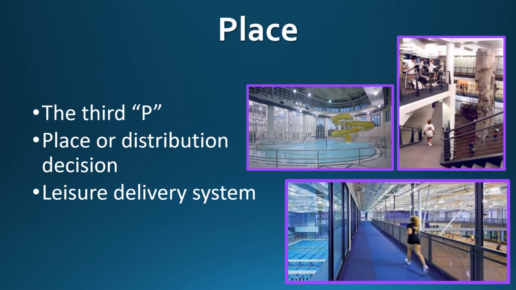Now let's look at place. That's the third P in the 4 Ps of the marketing mix. This is a place or distribution decision: where you're going to be, or where your products or services are going to be. It's important for the leisure delivery system just as it is in the other marketplaces throughout the market.